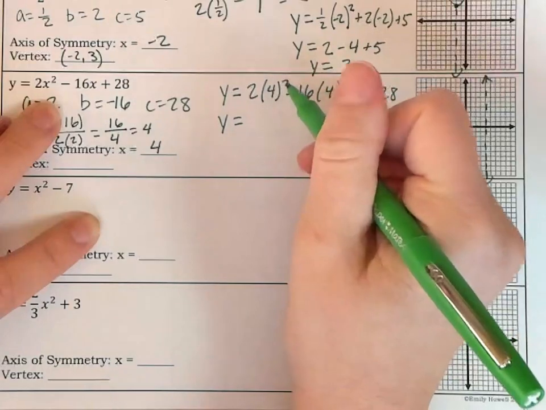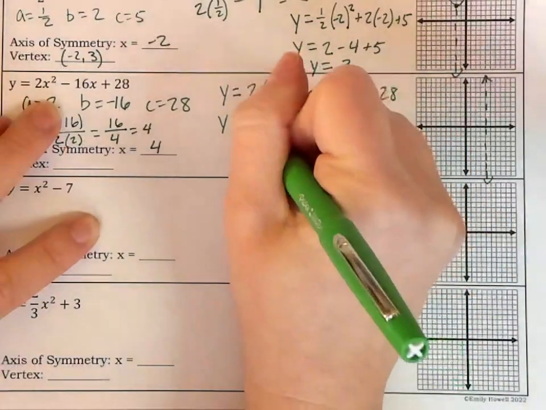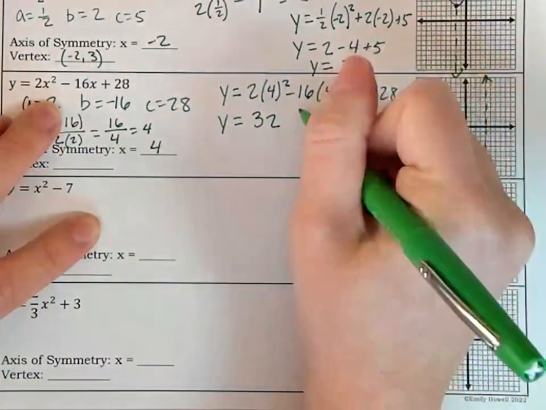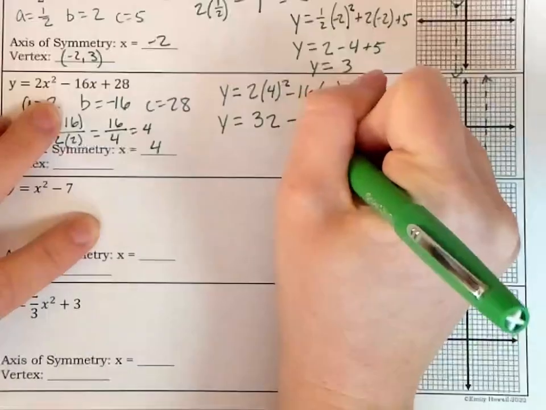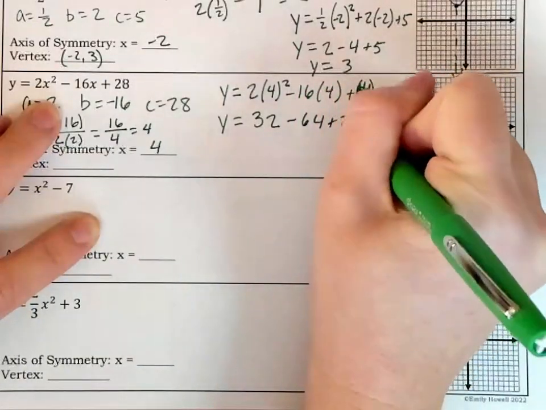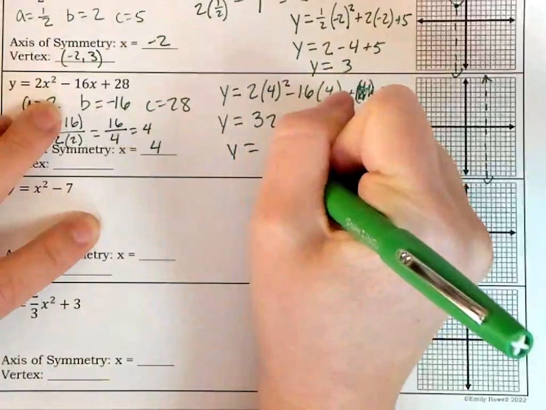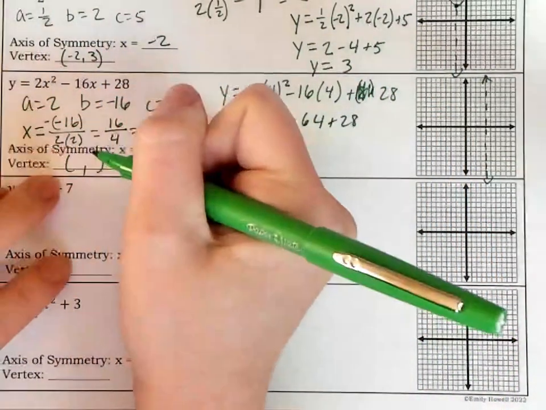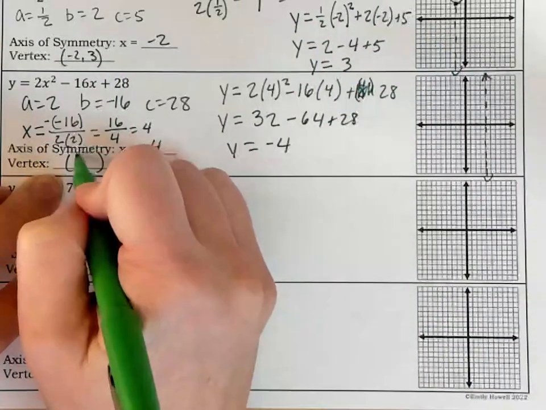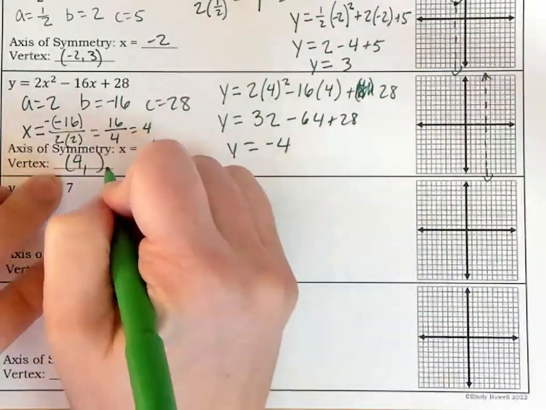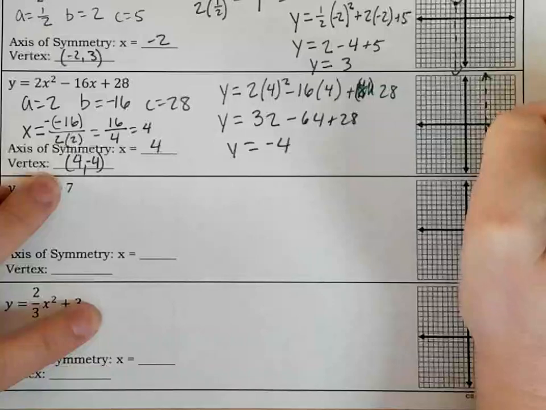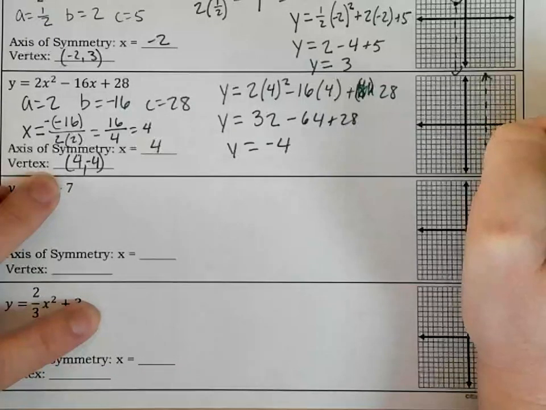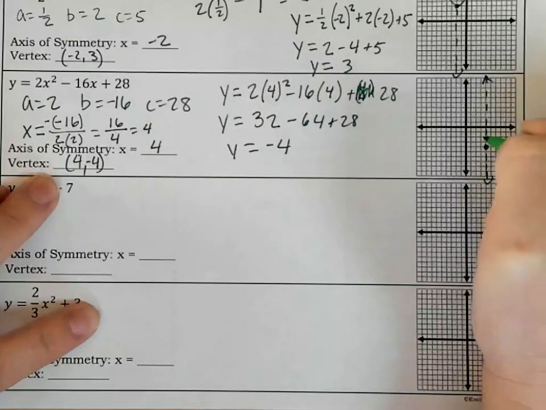But 4 squared is 16 times 2, which is 32, minus 16 times 4, which is 64, plus that 28. When we simplify that, we're going to get a negative 4. So our final answer here for our vertex is an x value of 4, y value of negative 4. So I'm going to mark that point. I'm going to go down 4. It's going to be right here.